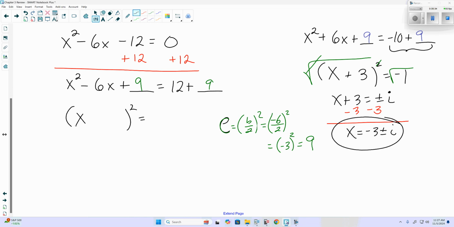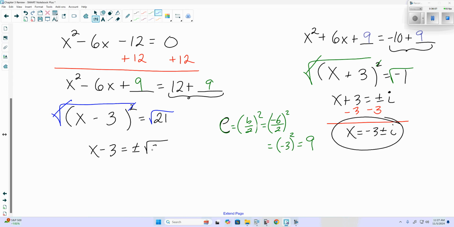Now we do need to factor the left-hand side. Our x squared minus 6x plus 9 is going to factor as x minus 3 squared, because we take whatever's inside the parentheses before we square it to find what goes inside our parentheses when factoring. The other side's 12 plus 9, which is 21. At this point, we can take the square root of both sides. Here, the square root and square will cancel. x minus 3 is equal to plus or minus the square root of 21. It does not simplify, so the square root of 21 is just the square root of 21.